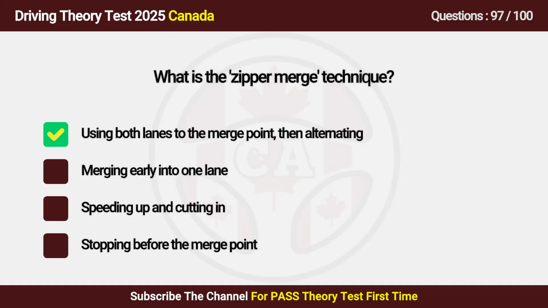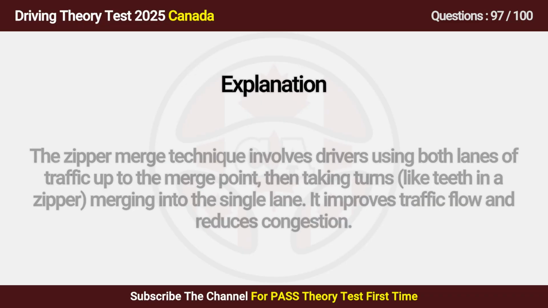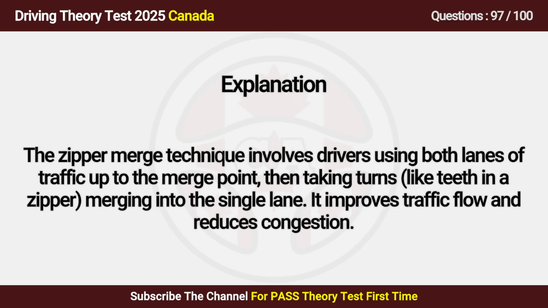Answer is A. Using both lanes to the merge point, then alternating. The zipper merge technique involves drivers using both lanes of traffic up to the merge point, then taking turns like teeth in a zipper, merging into the single lane. It improves traffic flow and reduces congestion.